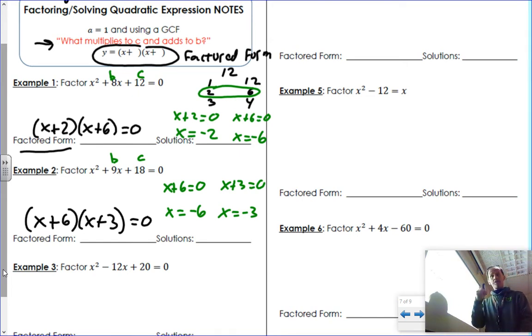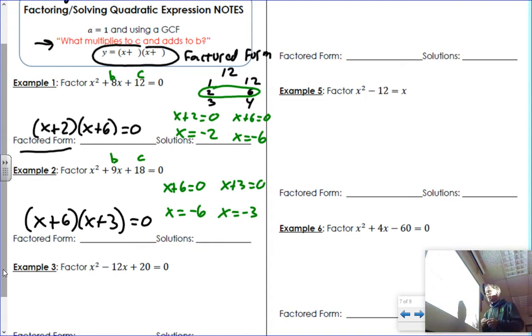It's important that you know the vocabulary. So if a question is asking for the factors, you're looking for these parentheses expressions. Like one factor is x plus 6. Another factor is x plus 3, and we can multiply those together to get the original question. If it's asking for the solutions, you got to factor it first, but then you set each factor equal to 0 and solve. And then those numbers are your solutions.